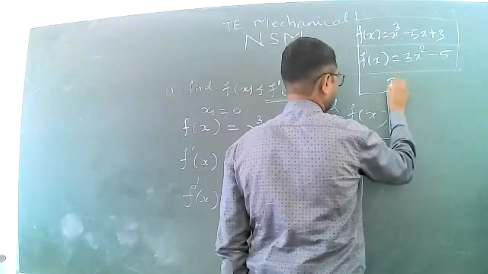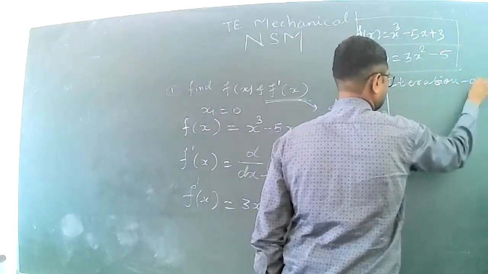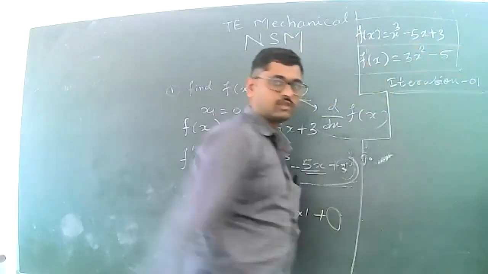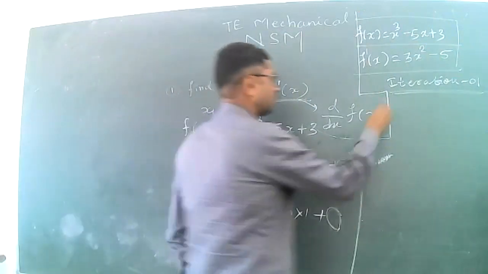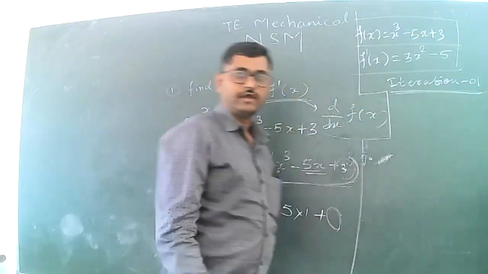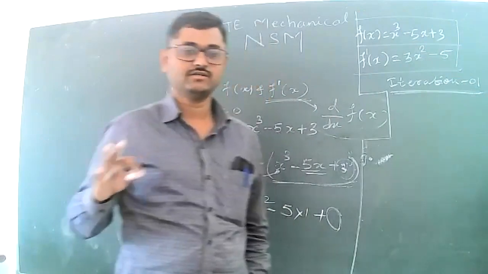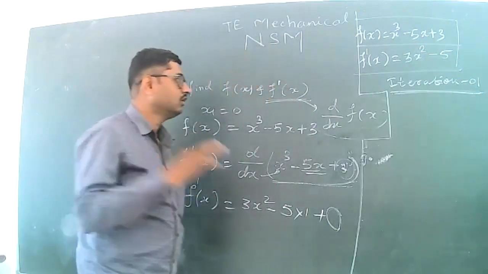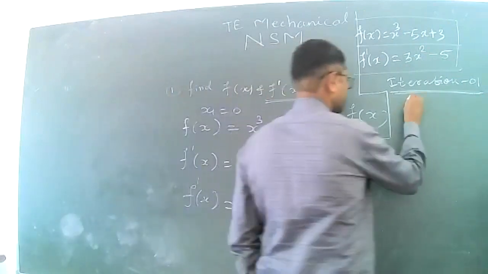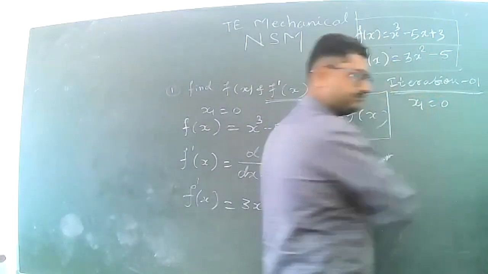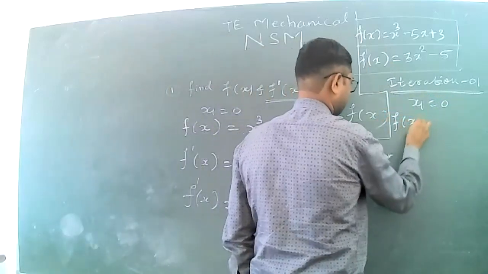Next step, iteration 1. Next, you have to perform the operations to solve the root of the equation x cube minus 5x plus 3. You have to perform three iterations, iteration number 1, 2, and 3. So for iteration 1, what is the procedure? We have x1 equal to 0, correct? Then find f of x1.